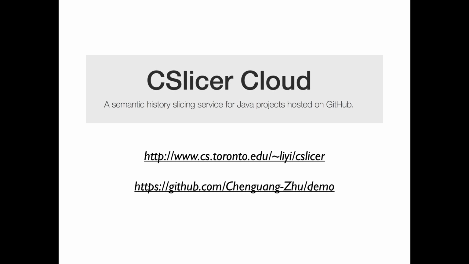Welcome to our demo of CSlicerCloud. CSlicerCloud is a web-based semantic history slicing service for Java projects. It reasons about the semantics of changes and automatically identifies commits related to a desired high-level functionality of the software. The prototype tool and other resources are available at the given links.